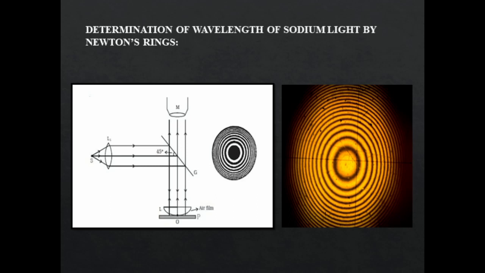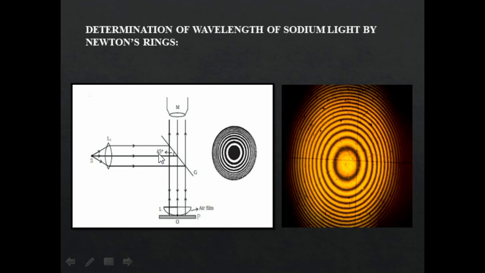So experimentally we can find the radius of a bright ring or dark ring, and from that we can also determine the wavelength of the source used. For that, the experimental setup has a plane glass plate and a plano-convex lens, a monochromatic source, and a convex lens. The purpose of the convex lens is to produce a parallel beam of light.